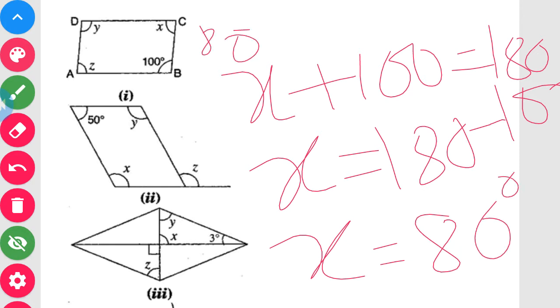So when it is 80 here, x is equals to z, as opposite angles of the parallelogram are equal. This is a very easy way to find, children. You only need to understand the properties of parallelogram. Once you have got that concept, you can solve any kind of sum and you can find any angle given in the problem. Let me just tell you one more time.